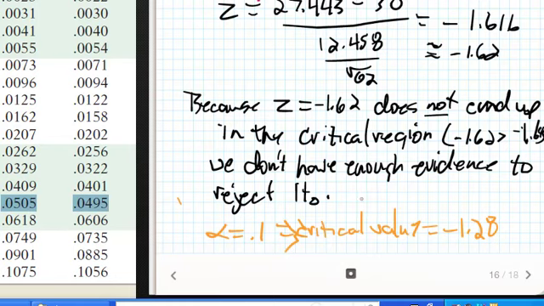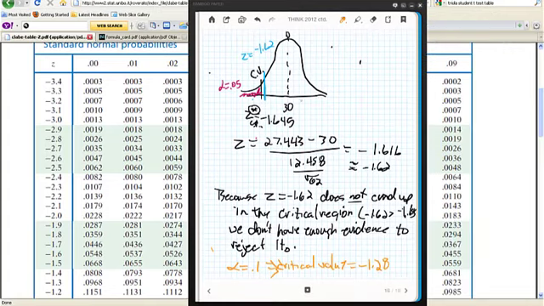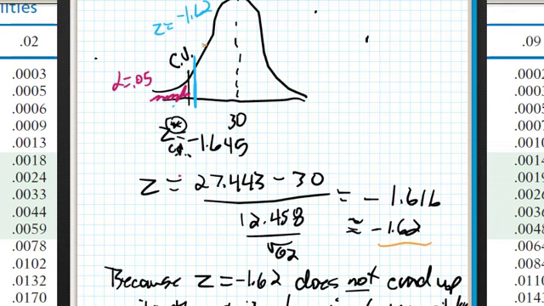Now, think about that. What just happened? Had I picked a weaker alpha level, 0.1, instead of 0.05, then this would have been negative 1.28. Let's see. That would put me right about here, right? This is negative 1.28. Then my test statistic would have ended up to the left and would have ended up in my new critical region, okay?